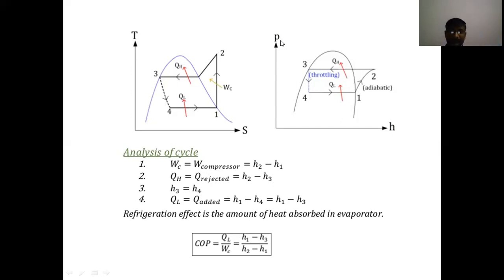Clear that? This is the same pH diagram, with the saturation liquid line and saturation vapor line. This is the superheated vapor region, this is the wet region, and this is the liquid region. So coming to the processes, 1 to 2 is the isentropic process, a vertical line on the TS diagram and a curved line on the pH diagram. 2 is in the superheated region. After compressing the refrigerant in the compressor, the refrigerant goes to the superheated region.